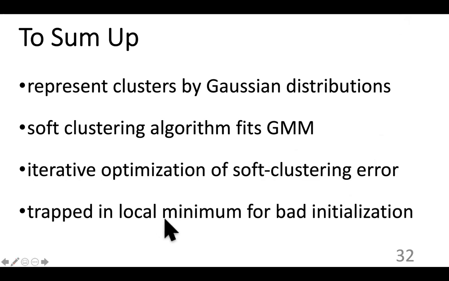However, similar to k-means, this soft clustering algorithm might get trapped in local minima, depending on the initialization and the data set. And to overcome this problem of local minima, the standard use case is to run this soft clustering algorithm several times. And in each repetition, we use a different choice for the initial cluster means and covariance matrices.